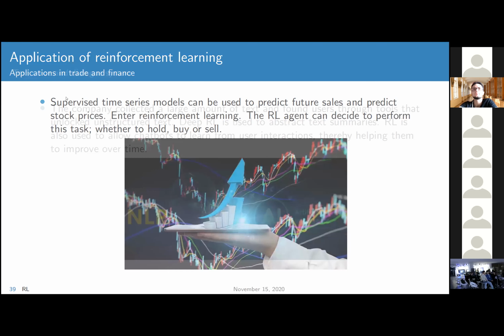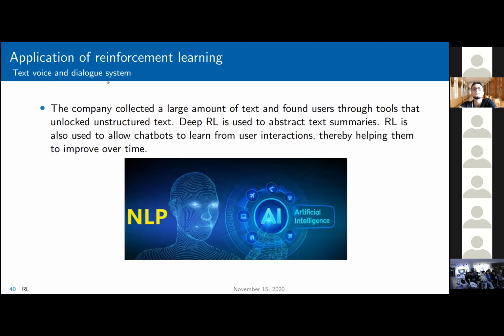And the next one is text, voice, and dialogue systems. Companies collected a large amount of text and found use through tools that unlock the unstructured text. Deep RL is used for text summaries. RL is also used to allow chatbots to learn from user interactions, thereby helping them to improve over time.